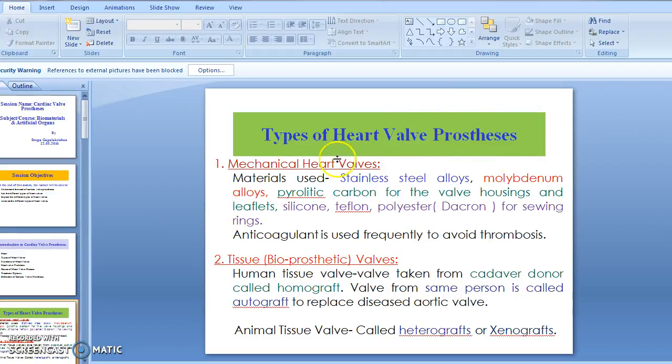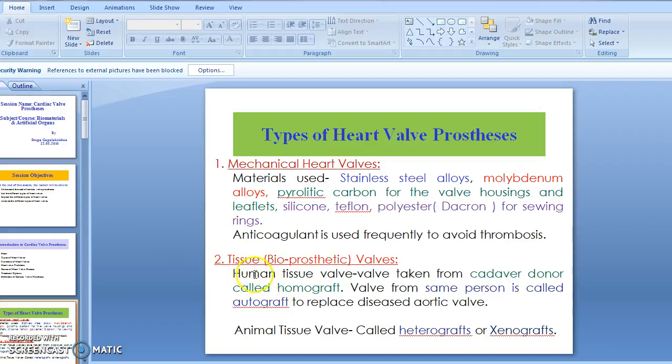So coming to the main types of heart wall prosthesis, mainly there are two types of artificial heart walls. One is a mechanical heart wall and the other is the tissue wall, also called bioprosthetic walls. The main materials used for the mechanical heart walls are stainless steel alloys, molybdenum alloys, then pyrolytic carbon for the valve housing and leaflets, Teflon, polyester, and so on. Anticoagulant is mainly used in order to avoid thrombosis. Thrombosis is nothing but clotting of the blood, and this can be avoided using any kind of anticoagulant agents.